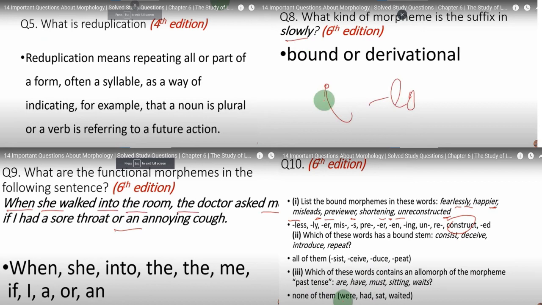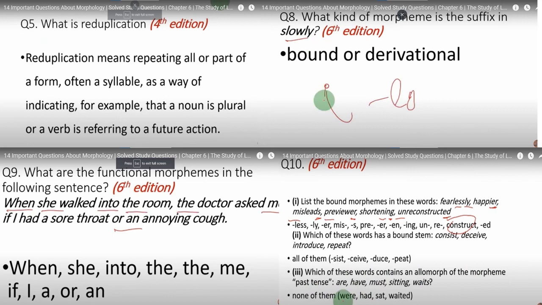Question number 9. What are the functional morphemes in the following sentence? When she walked into the room, the doctor asked me if I had a sore throat or an annoying cough. So the functional morphemes in this sentence are when, she, into, the, me, if, I, a, or, and, an.